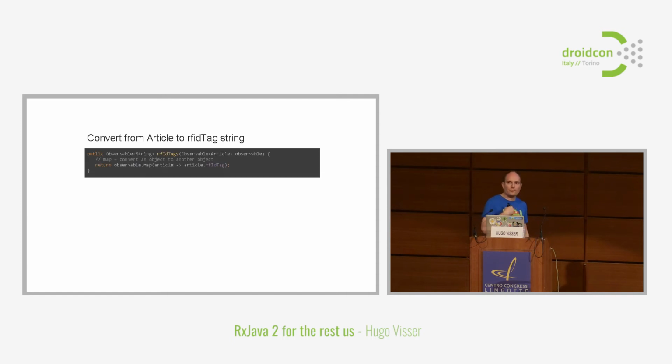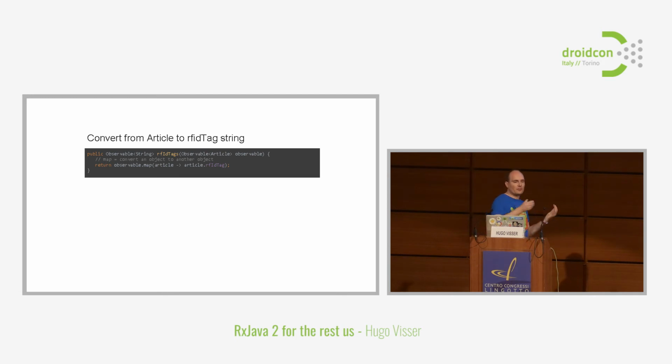So what I want to do now is show you some examples from a real-life app that we're using RxJava in. And I'm going to start gentle, like I mentioned, and show you a simple example where we need to get an RFID tag from this article. So I will now explain where these articles come from.